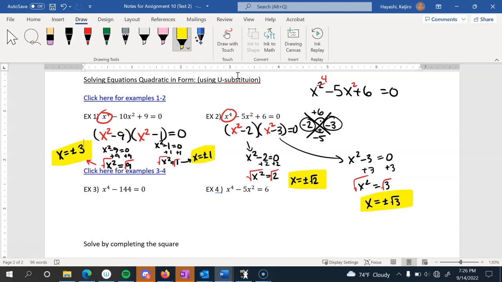Okay, so there are 4 solutions: plus square root of 2, negative square root of 2, positive square root of 3, and negative square root of 3, which corresponds with there being an x to the 4th, right? That exponent of 4 means that there are going to be 4 solutions, or that 4 solutions are possible.